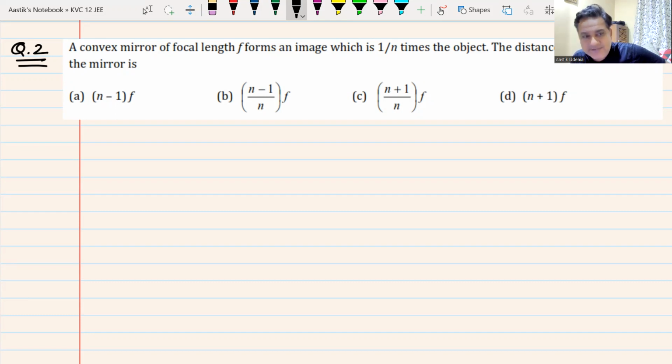Option A is absolutely correct. How did you get this? Law of magnification. Yes. M is equal to F by F minus U. Well done. Remember, we have to get the answers quickly. That's it. As I told you, there is no question that you will not be able to solve, my dear friends. The only thing that matters is, can you do it quickly?